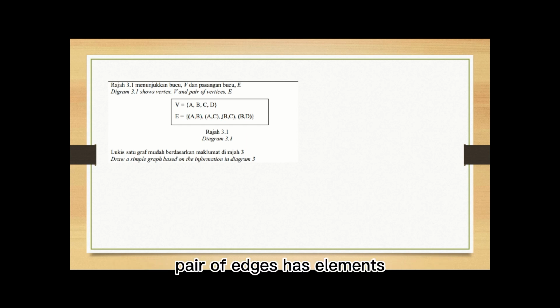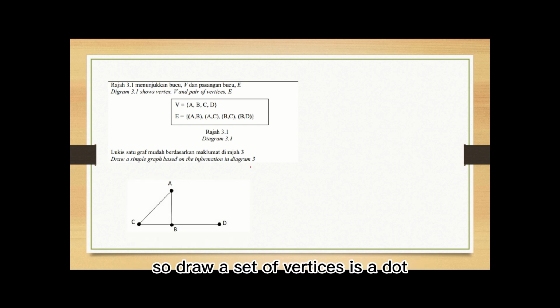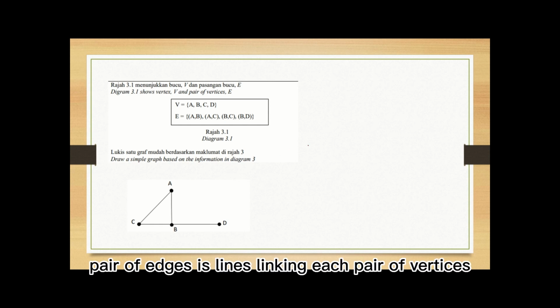Diagram 3.1 shows vertices, V, and pairs of vertices, E. The set of vertices has elements A, B, C, D. Pairs of edges have elements A and B, A and C, B and C, B and D. Draw a simple graph based on the information in Diagram 3.1. So draw the set of vertices as dots, and the pairs of edges as lines linking each pair of vertices.